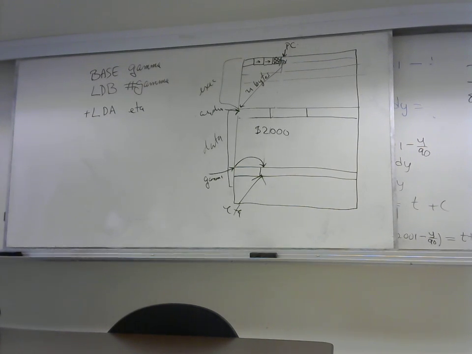Yes? If this is the first pass, how did you know the address of gamma for the LDB command? You wouldn't. So if you try to use base relative on the first pass? Yeah, this won't work, right? This will not work.